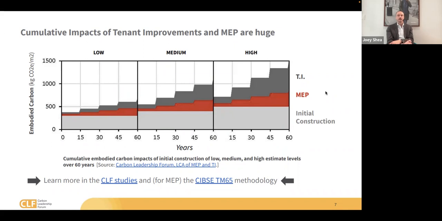So this is a study that was done by the Carbon Leadership Forum, really a thought leader in terms of embodied carbon emissions in the built environment, where they looked at and modeled low, medium, and high versions of carbon footprint. And you can see that, especially in the medium and high, the cumulative impact of the tenant improvement process can easily start to approach that initial construction footprint.